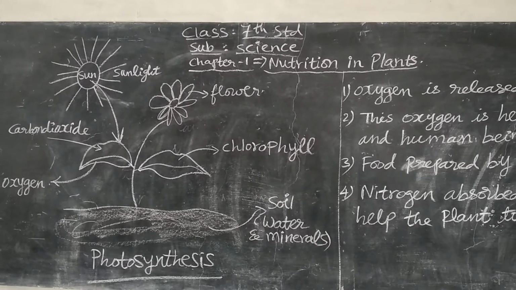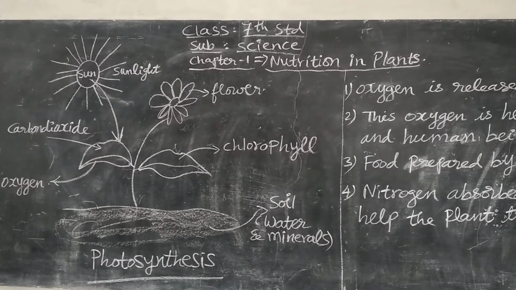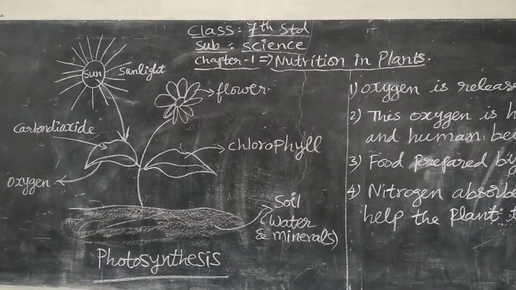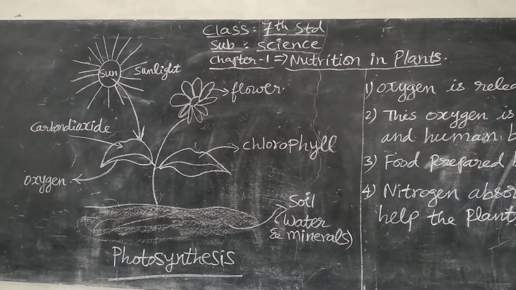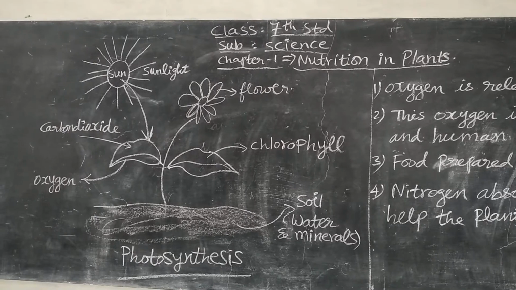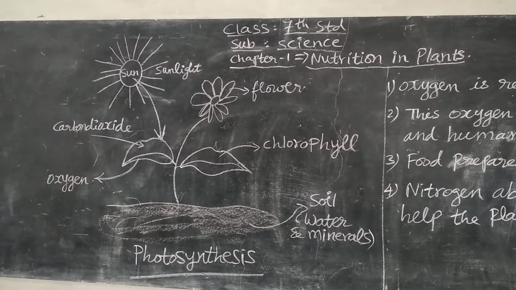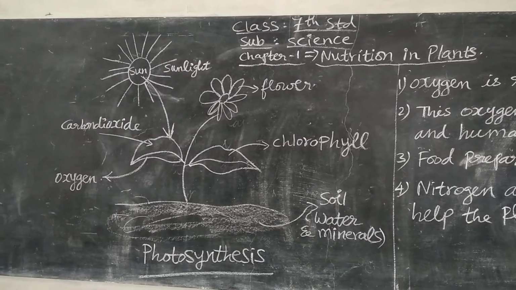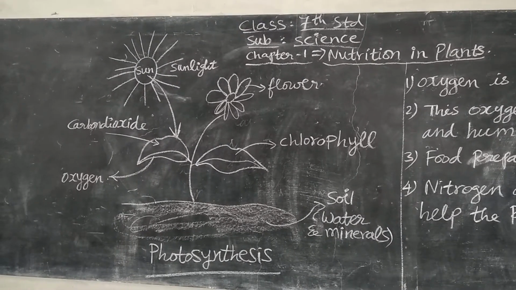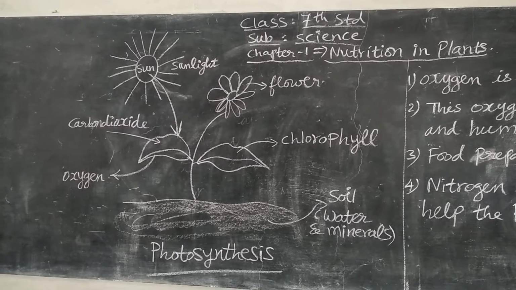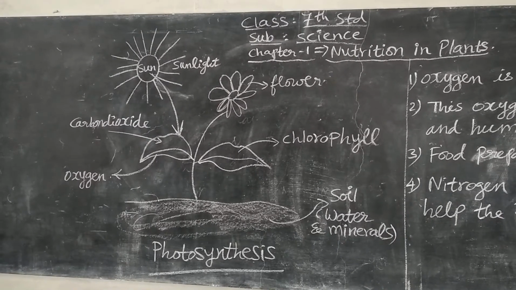Okay, 7th standard students, we will continue the first chapter, nutrition in plants. In the last class you have seen plants prepare their own food by the process called photosynthesis. This is the figure which shows how plants prepare their own food, and the process called photosynthesis is shown here.